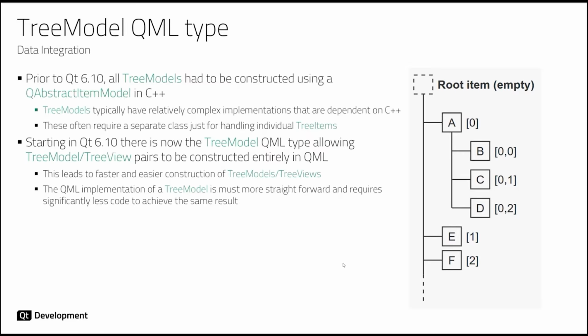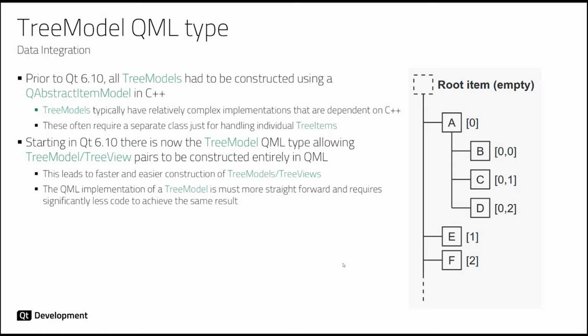So prior to Qt 6.10, tree models all had to be constructed using the QAbstractItemModel using a C++ backend. So this typically made tree models relatively complex to implement because of the dependency on C++ and because this often required a separate class to handle tree items. So starting in 6.10, there is now the tree model QML type, which allows for the tree model / tree view pairs to be constructed entirely in QML without needing to necessarily have a dependence on C++.